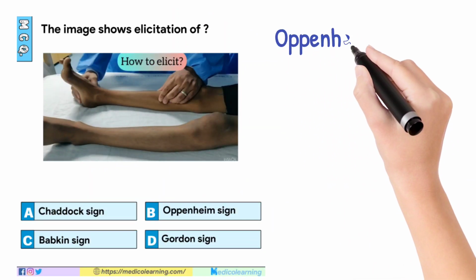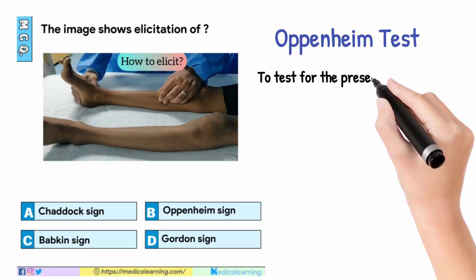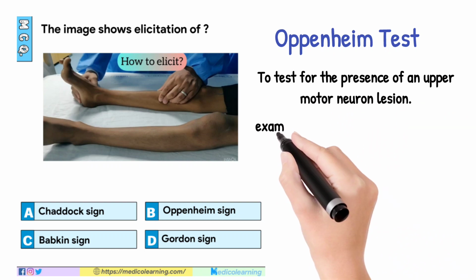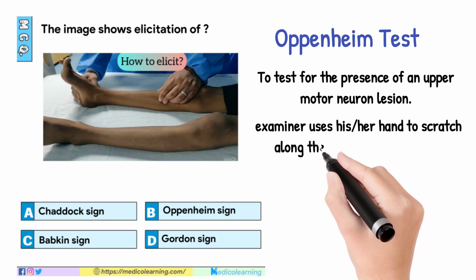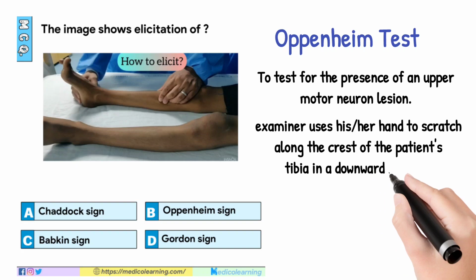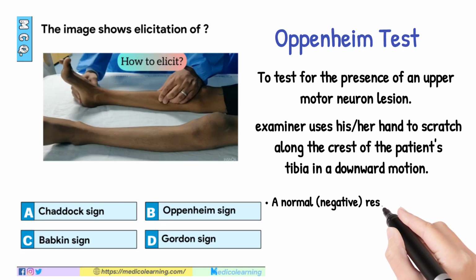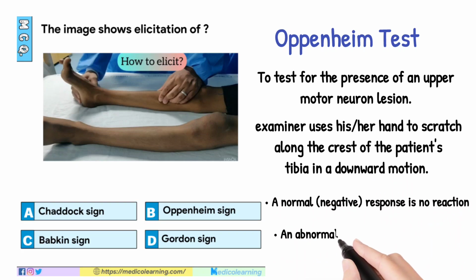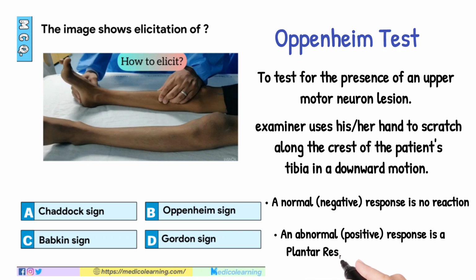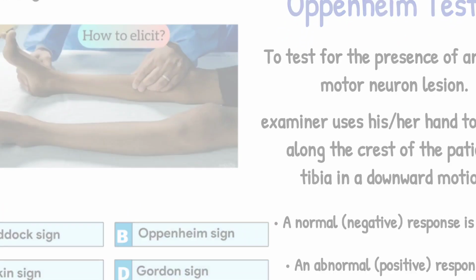In this question, answer is B. Oppenheim test. To test for the presence of an upper motor neuron lesion, the examiner uses her hand to scratch along the crest of the patient's tibia in a downward motion. A normal, negative response is no reaction. An abnormal, positive response is a plantar response, Babinski sign.